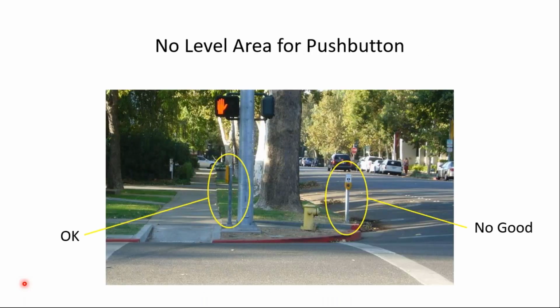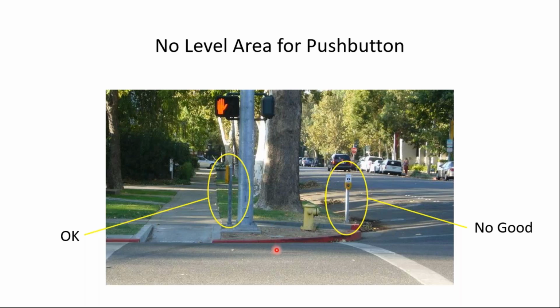We didn't really talk about signals a whole lot today, but another mistake I see is no level area for the push button at the corners. It's important that someone in a wheelchair be on a level landing to access the push button. Notice this push button is on a slope here, on a grade.